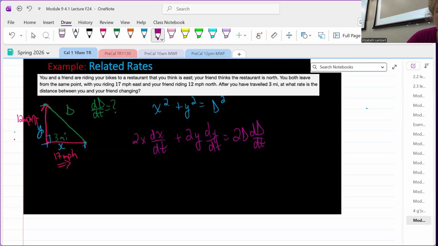So when I look at my derivative, I know x. X is my 3 miles. I know the rate at which x is changing. X is increasing at a rate of 17 miles per hour. And I know y is increasing at a rate of 12 miles per hour. But in my formula here, I need to know what y and d are. And right now, I don't know those.